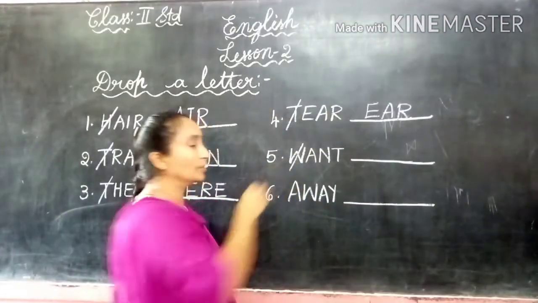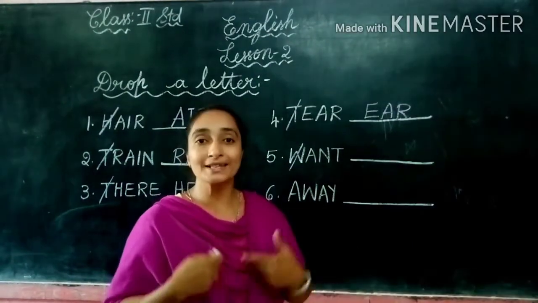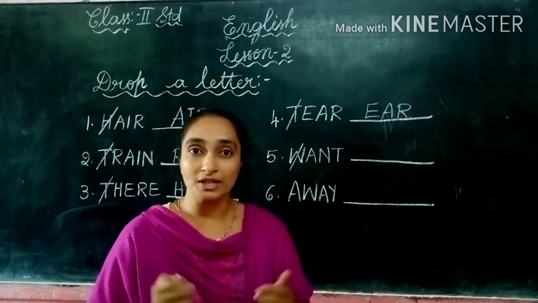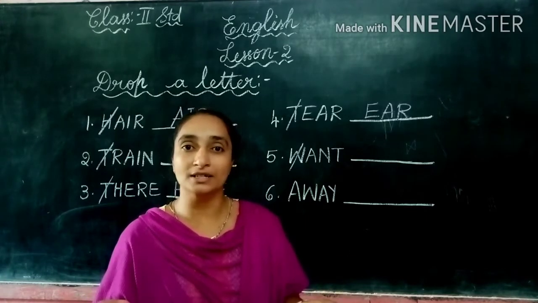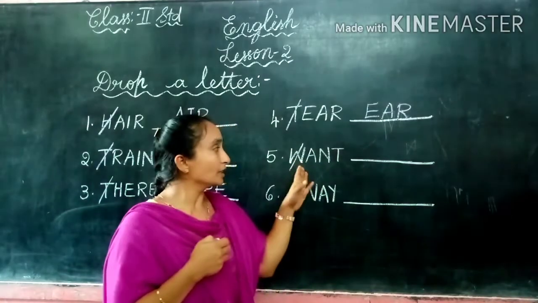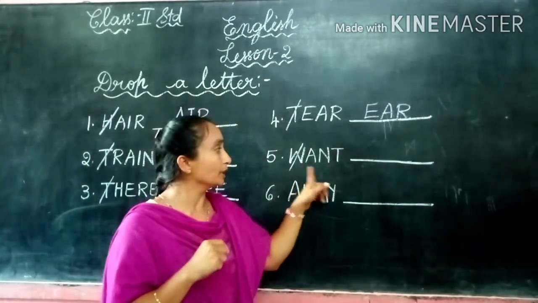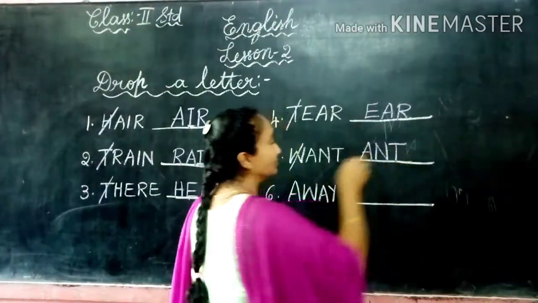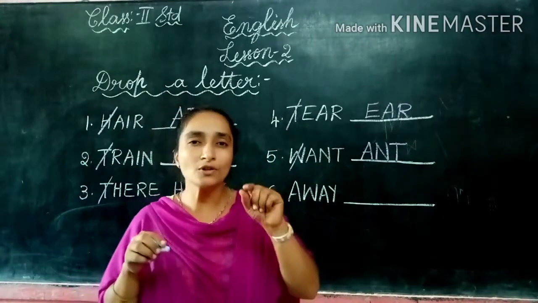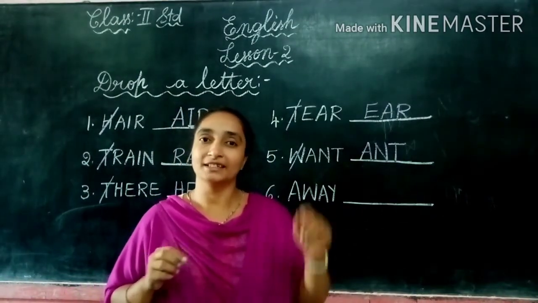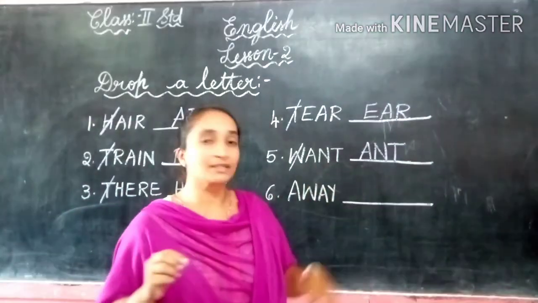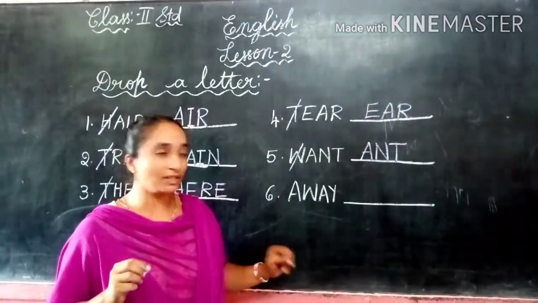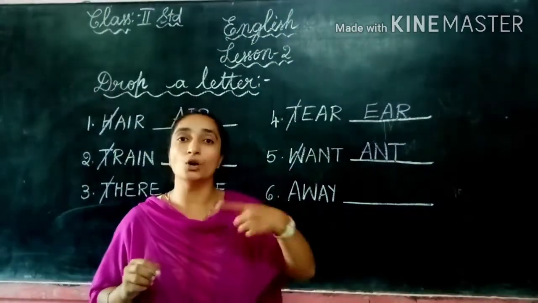Now here I can see, children, W-A-N-T, want. If I drop the letter W, want, I want. I want ice cream, I want chocolate, I want sweets, I want toffees, they want. So here I have dropped the letter W. Then what are the remaining letters? A-N-T. Ant. A small red color ant. Yes, that is an ant. Want, ant. So completed.